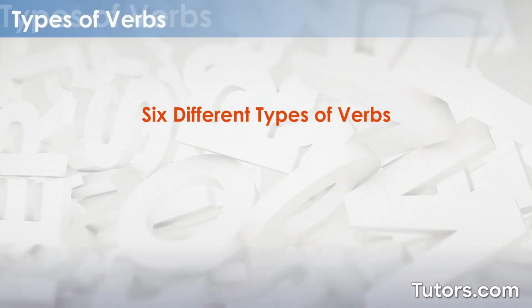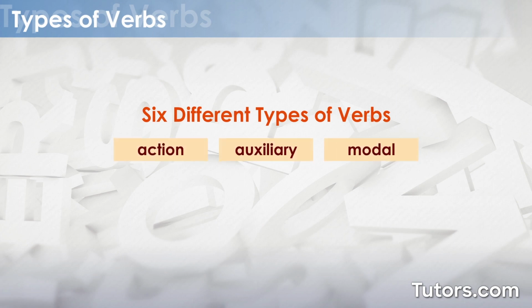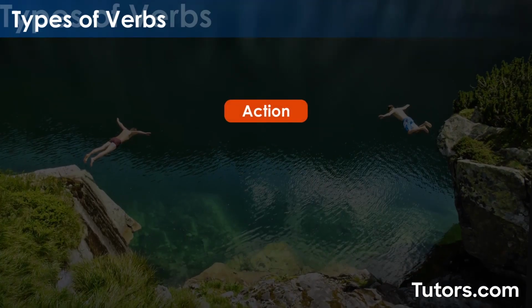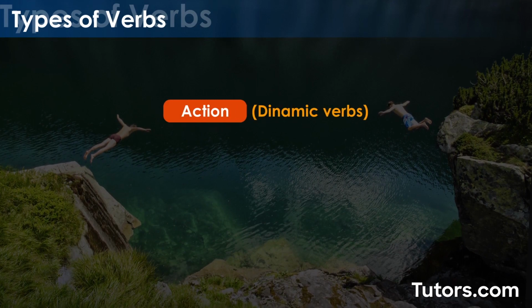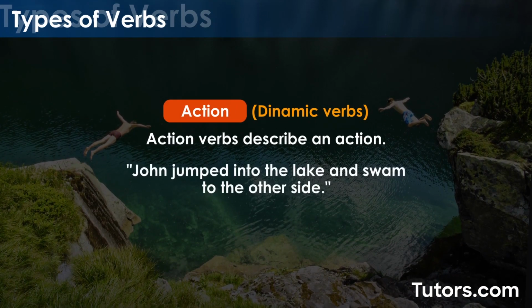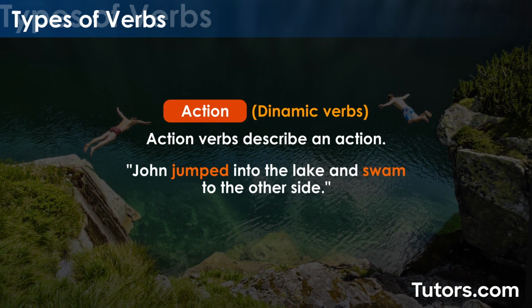There are 6 different types of verbs: action, auxiliary, modal, linking, stative, and phrasal. Action verbs, also known as dynamic verbs, describe an action. These are verbs like jump and swim.